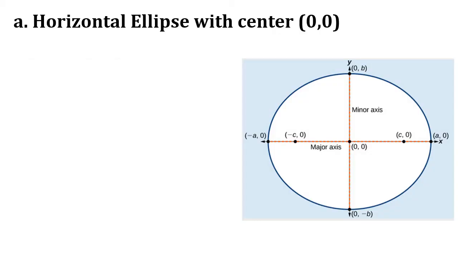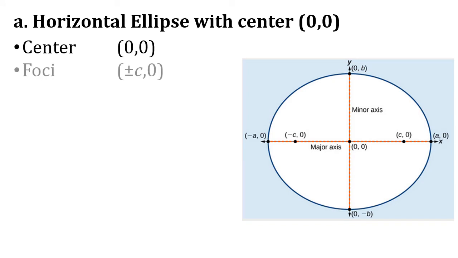So we have cases here. The first one, horizontal ellipse with center at the origin, (0, 0). So look at the figure. The coordinates of the center is (0, 0). The coordinates of the foci are (±c, 0). c can be solved using the formula c squared equals a squared minus b squared.